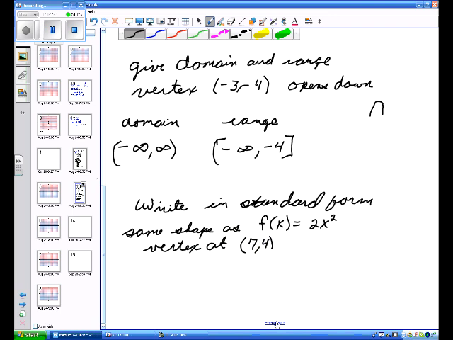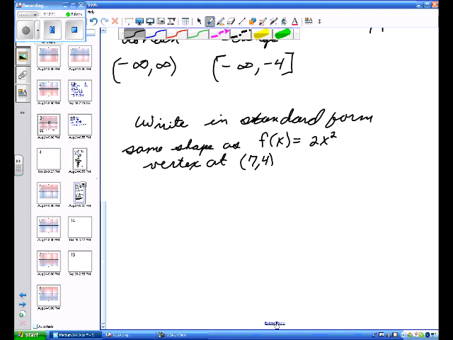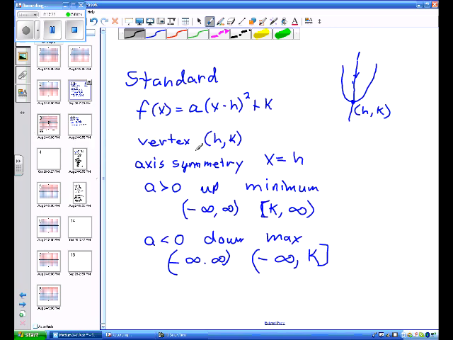Now, if you remember back when we did all of our transformations, the number here, our a, is what determined how wide we opened or how narrow we opened. It dealt with the stretching and the shrinking. So if we're going to have the same shape, then it means it has to have this same coefficient as our a. Standard form, if you remember, is where it's in the form of f of x equals a times x minus h squared plus k. So really all we're needing to know is where our vertex is. We already know what a needs to be.